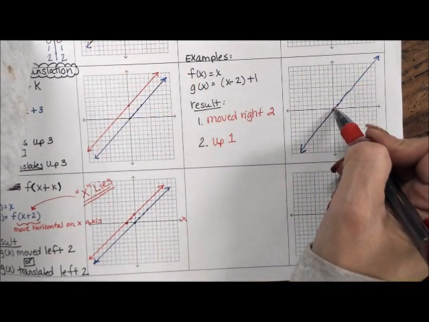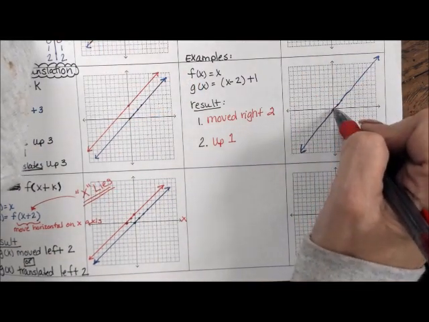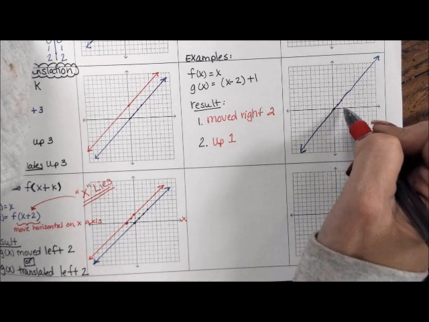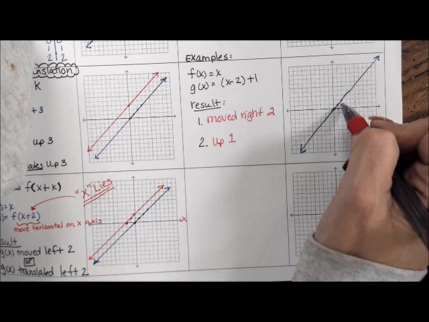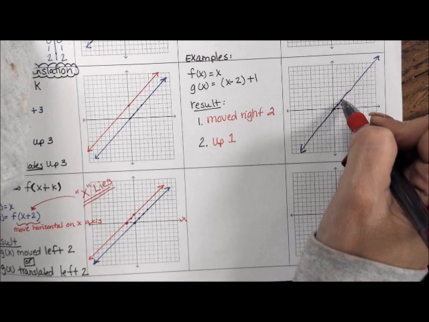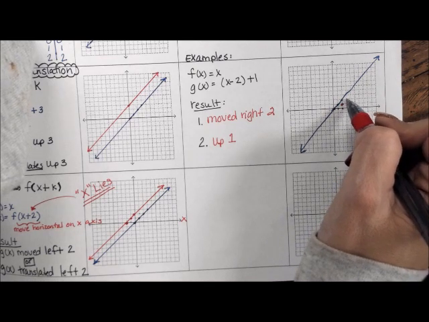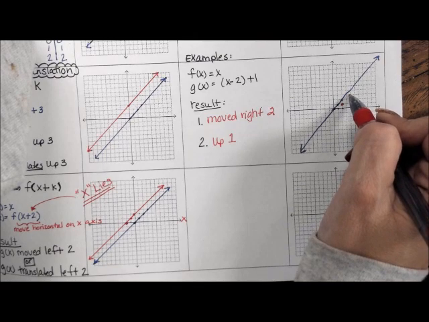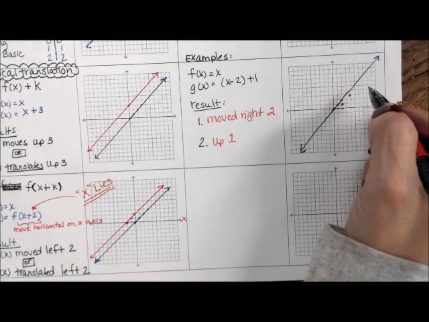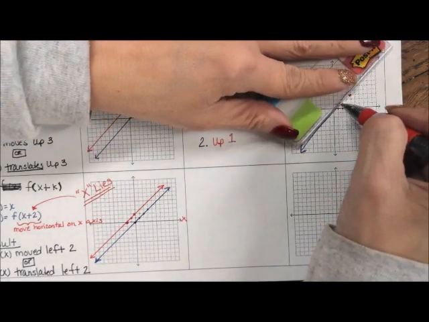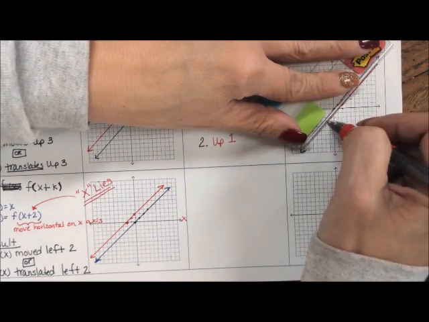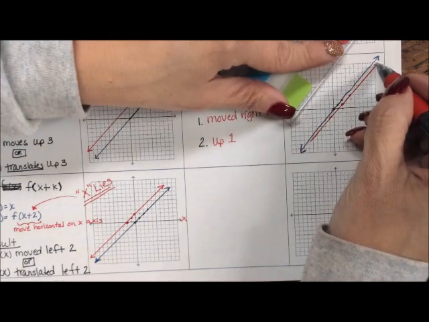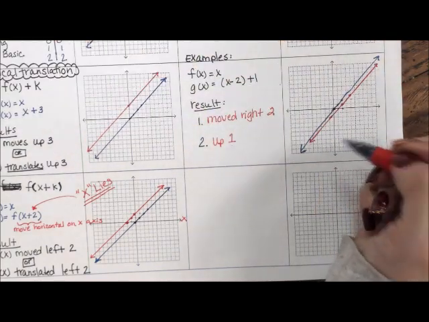Pick a point. I almost always pick the origin. I need to move to the right 2, so 1, 2, and up 1, so it's right there. I could pick another point anywhere on the line, go to the right 2, and up 1. Any point you want you can use. You just need 2 points to graph it, so right here it is. And there's my new line.